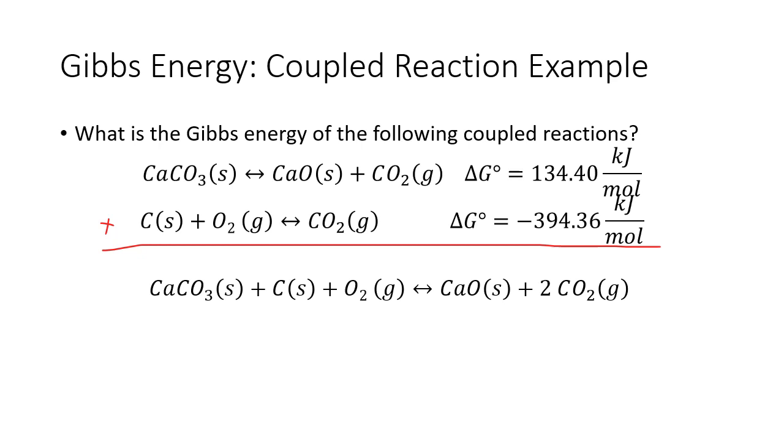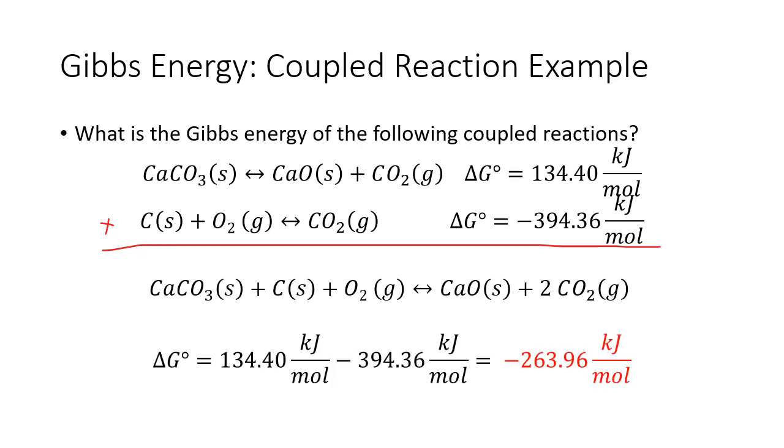Now we also want to add together the delta G's. So 134.4 plus negative 394.36, which is basically the same as saying 134.4 minus 394.36. And we get negative 263.96 kilojoules for that coupled reaction. This is not actually foreign. You have done this stuff before as a Hess's law problem with enthalpy. We're just extending this idea to Gibbs energy.